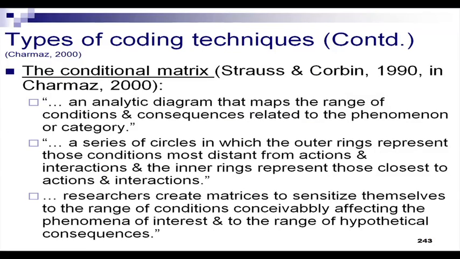Researchers create matrices to sensitize themselves to the range of conditions conceivably affecting the phenomena of interest and to the range of hypothetical consequences. So this is a physical, visual representation of the phenomena and everything affecting it and everything connected to it.